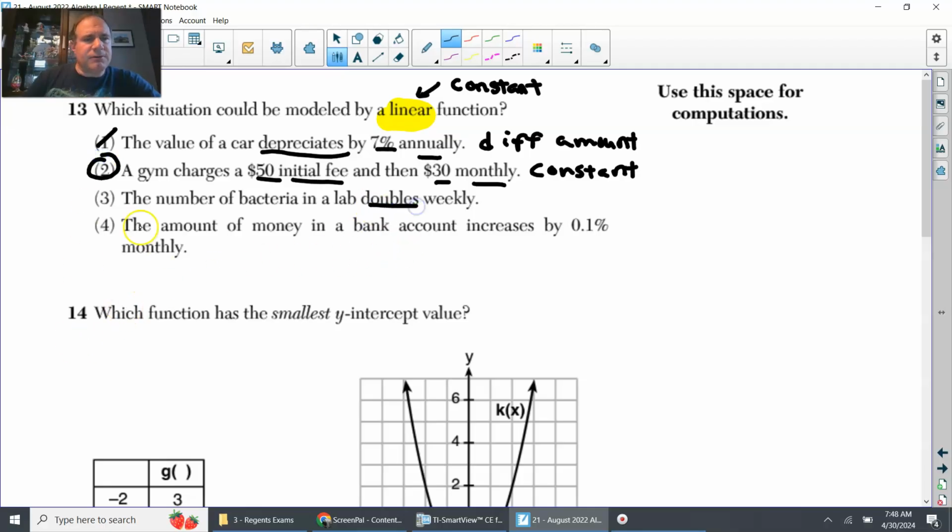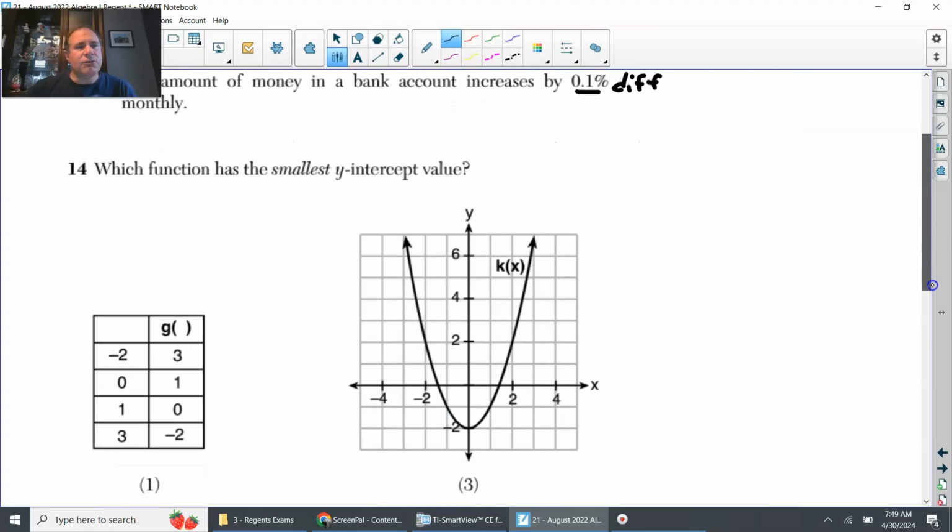Doubles, any word with doubles, nope. That is not, it's a different amount each time. An amount of money increases by 0.1. That's a different amount. So remember, it is different. You're looking for the one that is constant. The only one that's constant is the $30 monthly. You're paying 30, and then the second month you're paying 30. So that's why 2 is the linear function.